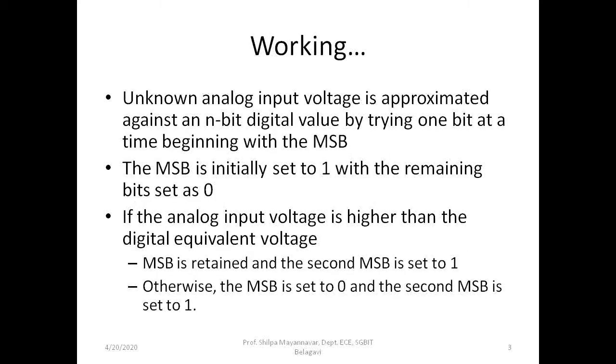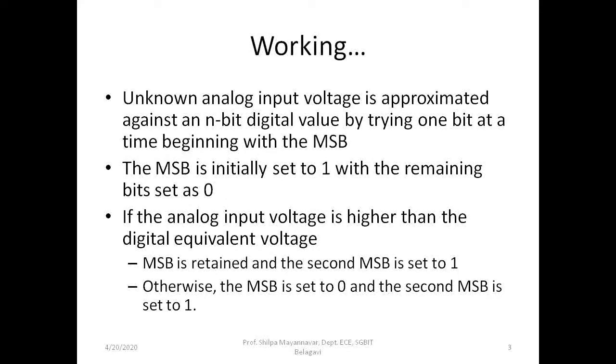The circuit works as follows. The MSB is initially set to 1 with the remaining bits set to 0. The digital equivalent voltage is compared with the unknown analog input voltage. If the analog input voltage is higher than the digital equivalent voltage, the MSB is retained as 1 and the second subsequent MSB is set to 1.